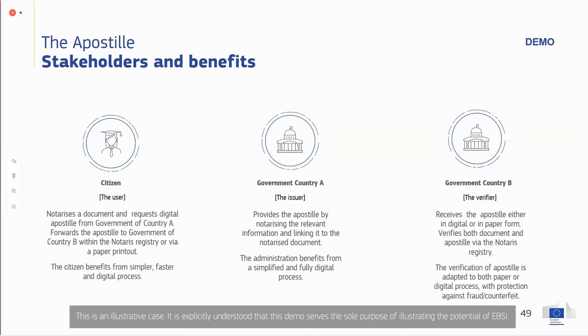Now here we see the three key stakeholders. The citizen, in this case, is the user. The citizen requests the government of origin to provide an apostille on a specific document. And so the government of the country of origin is the issuer. And then the user forwards this apostille to the government of the country of destination, which will verify this apostille to have a guarantee on the validity of the document that is being presented. Now, what we aim for here is a simpler and faster digital process to both issue and verify the apostille, helping as well to protect against fraud and counterfeit. Next slide, please.